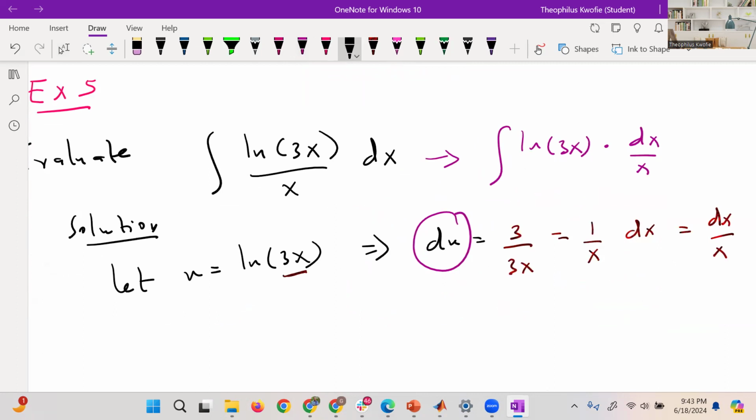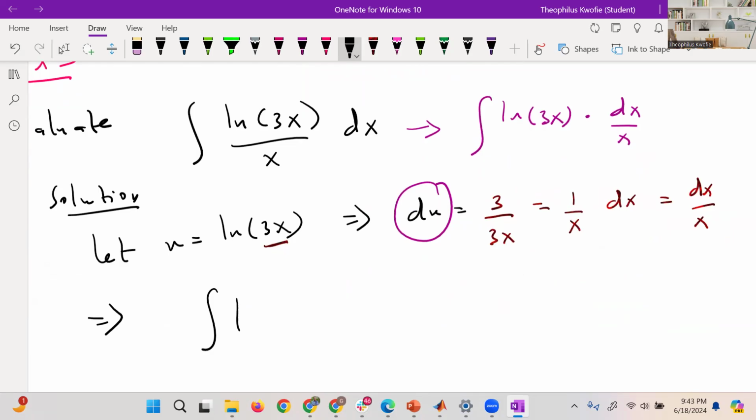So with that, we're going to have the integral of, remember, we have let the whole of this be u, so we are going to have, let me use a different pen, u, and what is this? This is our du. Our dx on x is our du. So what's the integral of this? The integral of this is u to the power 2 on 2 plus a constant c.